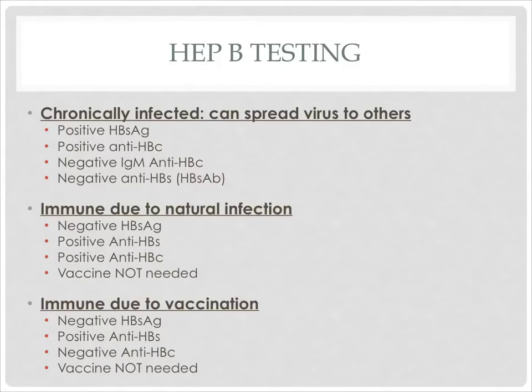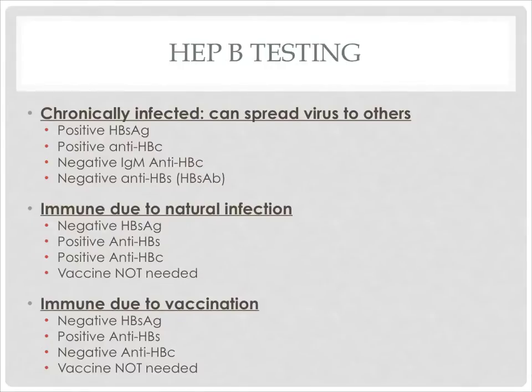Okay, now folks who are chronically infected but still have the ability to spread the virus to others, so this is different than the acute infection, they're going to have a positive surface antigen, they're going to have a positive antibody to the core, they'll have a negative IgM to the core, because remember that shows recent infection, and this is chronic, and they will have a negative antibody to the surface antigen, meaning they haven't had a true huge immune response yet at this point, which is why they're able to, A, be chronically infected, and B, still be able to spread this disease to others.